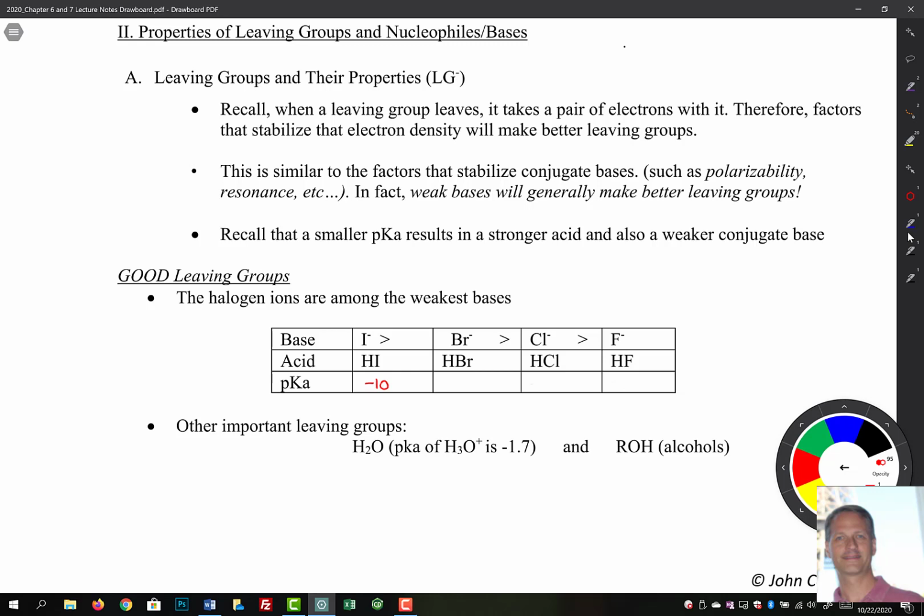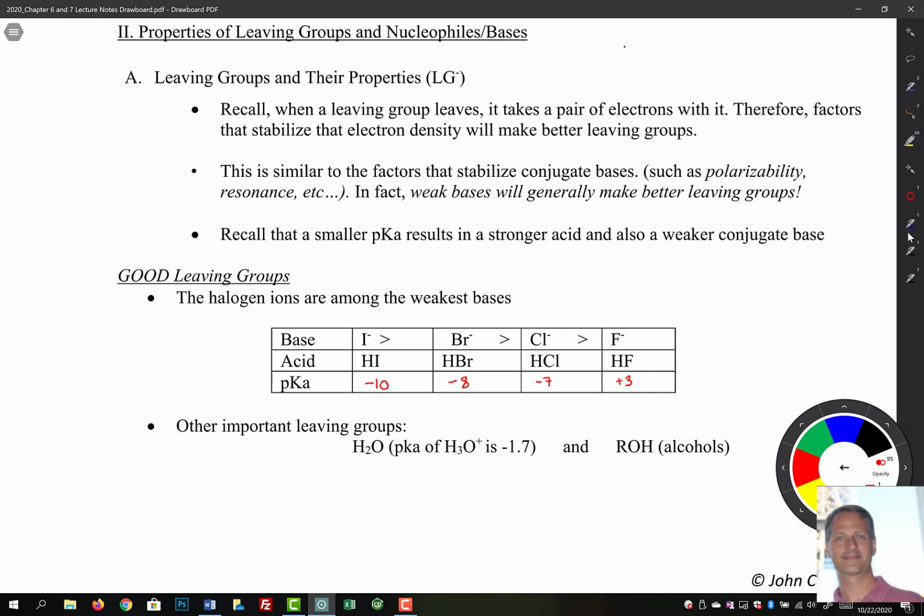So HBr comes next. This has a pKa of -8. So its conjugate base is slightly stronger, still a very weak base though. You go down to hydrochloric acid, that's -7. And then HF pops up all the way over here at +3. So we typically would see iodide, bromide, and chloride here as leaving groups, not so much fluoride.